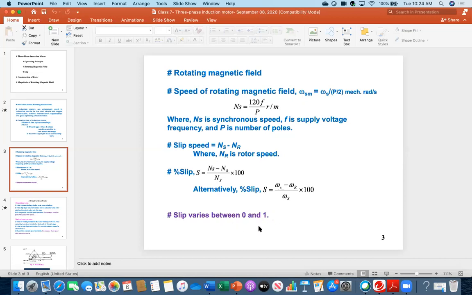Like in the midterm exam, final exam, or anytime, I will be asking you this question: what is the range of slip in case of an induction motor? Then you will answer this one. But if it is an induction generator, then the slip value will be negative. Slip will be negative. That thing I told you. Okay, so moving forward.